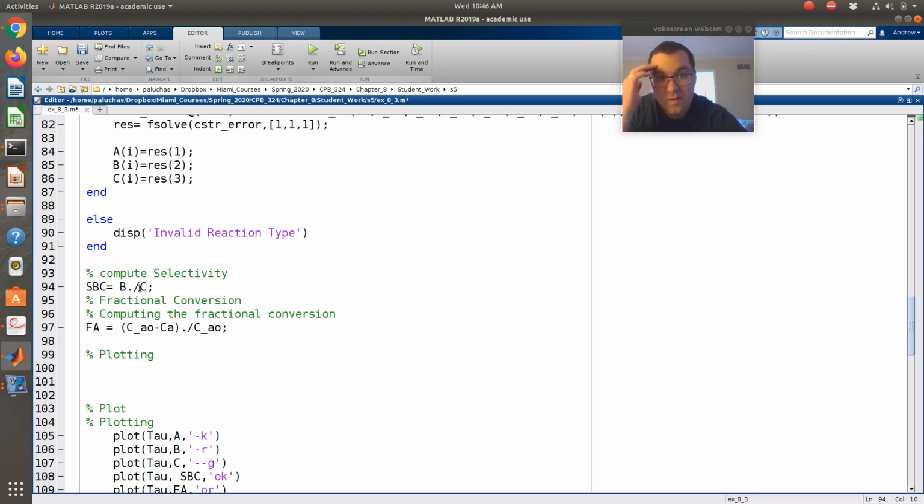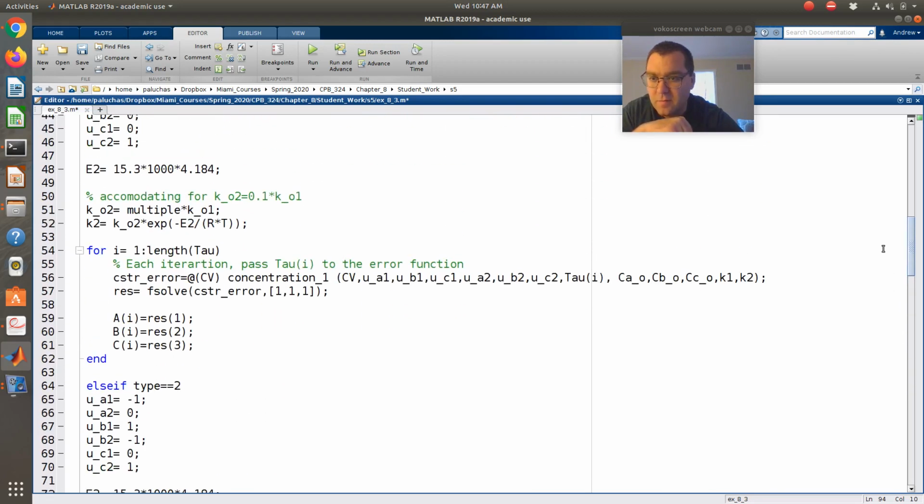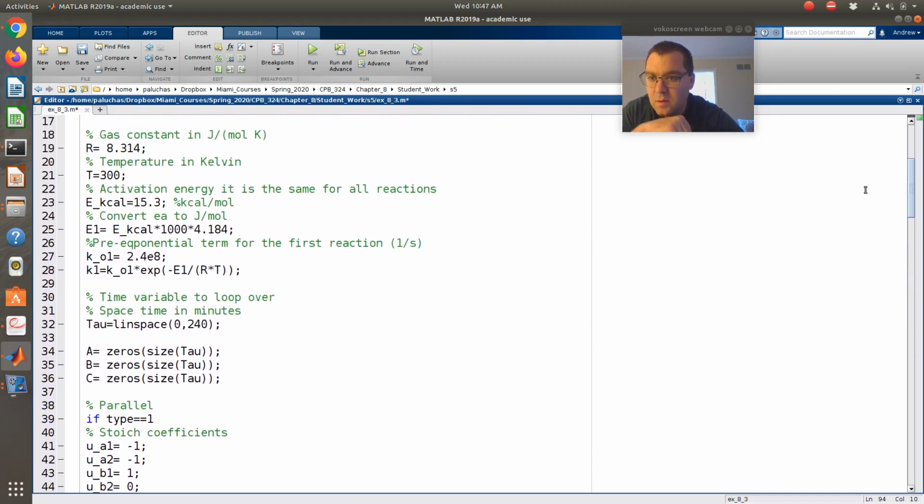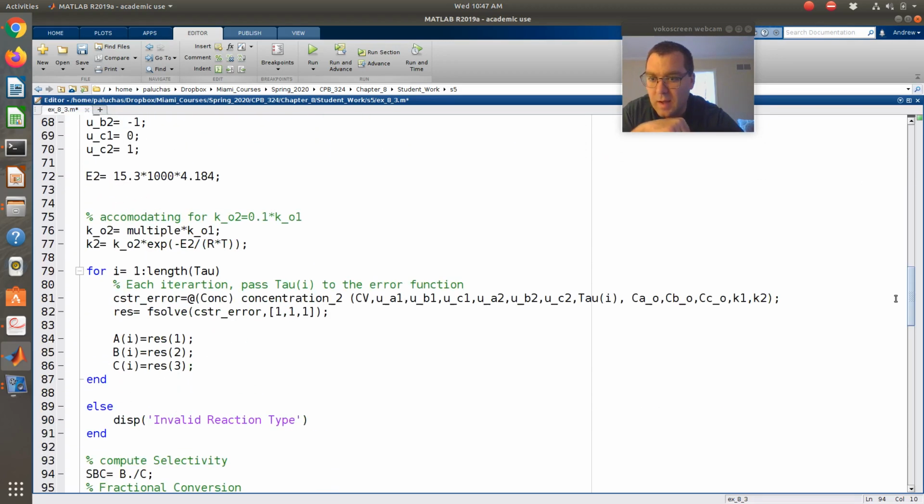But now this isn't exactly going to work. The reason is that at tau of 0, you're going to have 0 over 0, which is going to be problematic. We'll look at that when we plot it. So the first entry I know is going to be problematic. It's going to be 0 over 0. Then you compute the fractional conversion. Again, I don't know where your CAs are coming from. So you have CA naught.